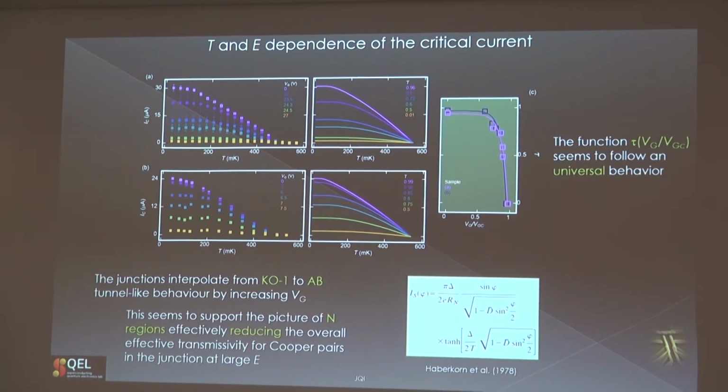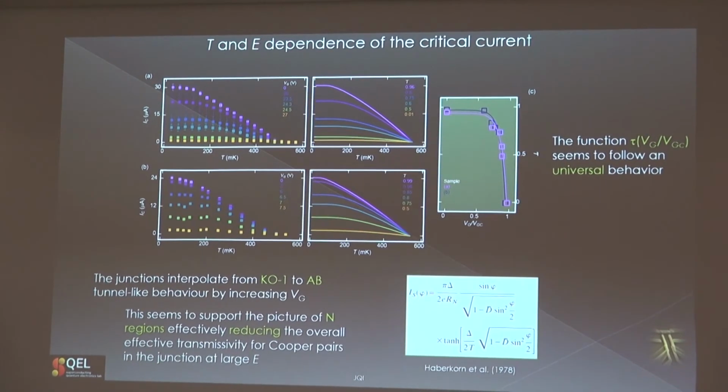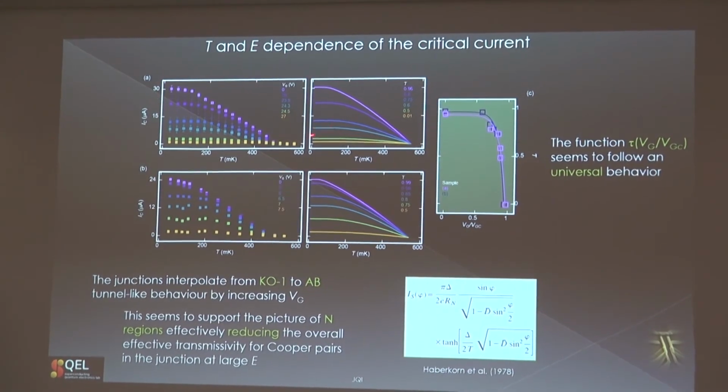But at the same time, the more normal region we have, the more enhanced is the percolative path inside the weak link. And so this apparently is why it behaves in a more tunnel-like way.